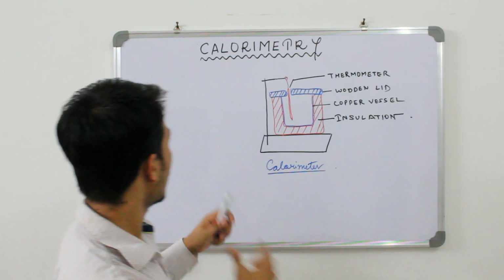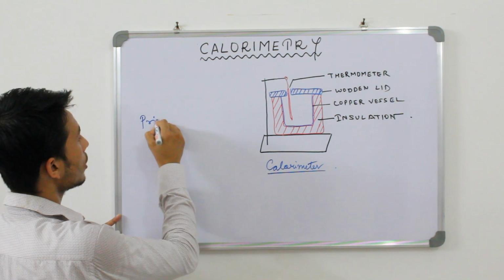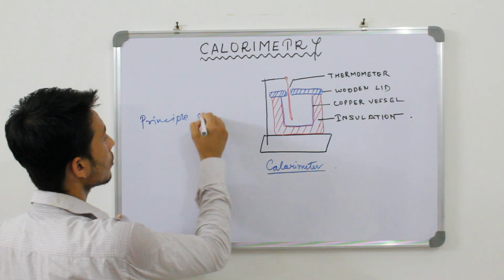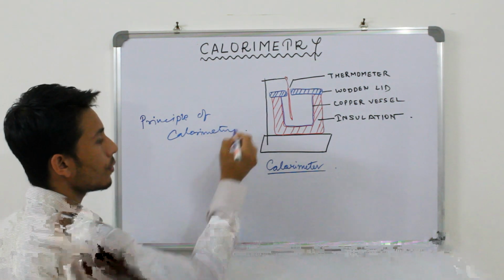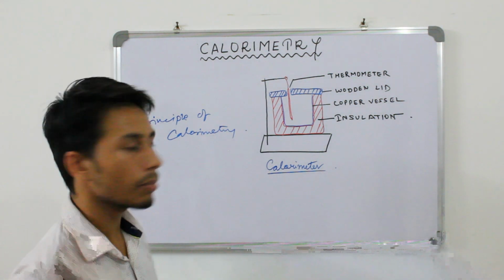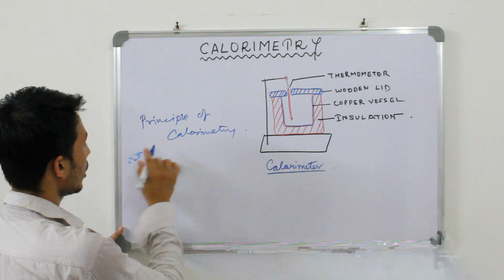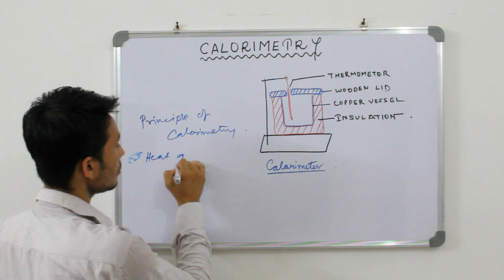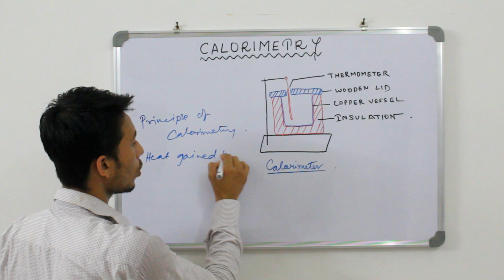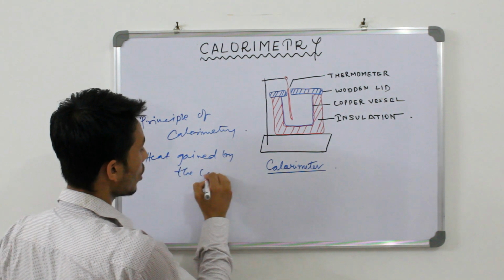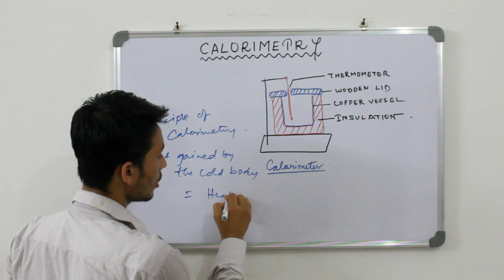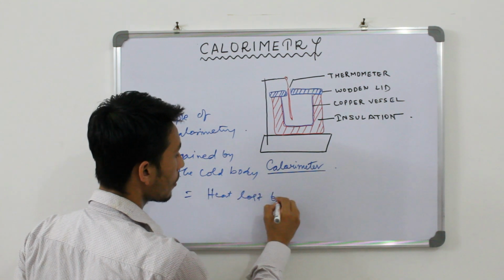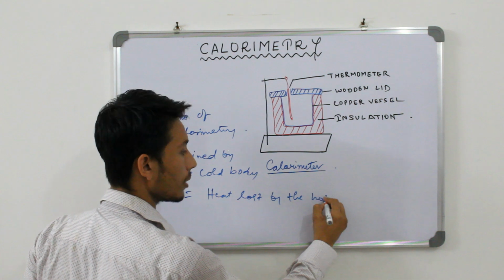And finally, we have the principle of calorimetry. What is it? If no heat is exchanged with the surrounding, then heat gained, who will gain the heat? The cold body. Heat gained by the cold body equals heat lost or ejected by the hot body.